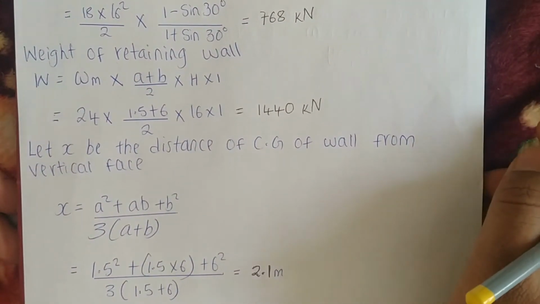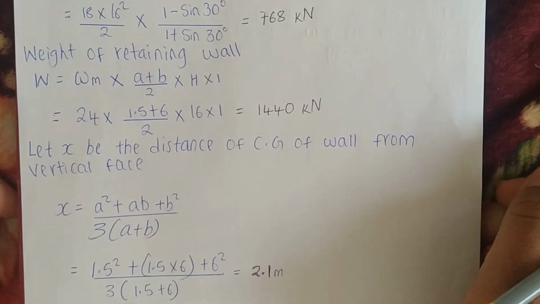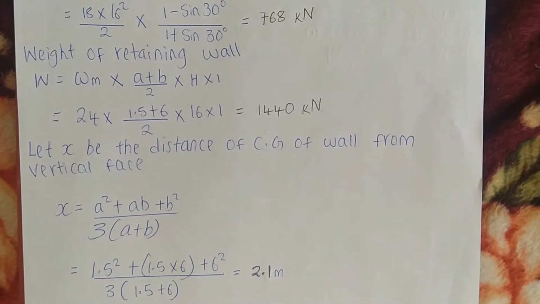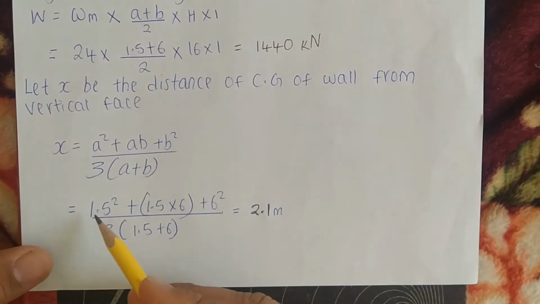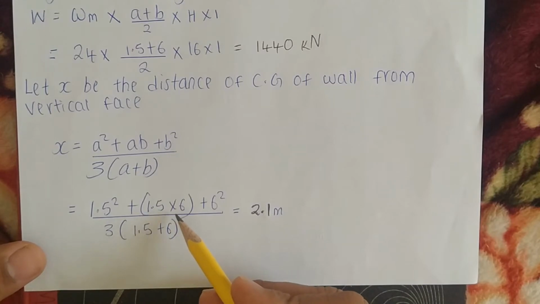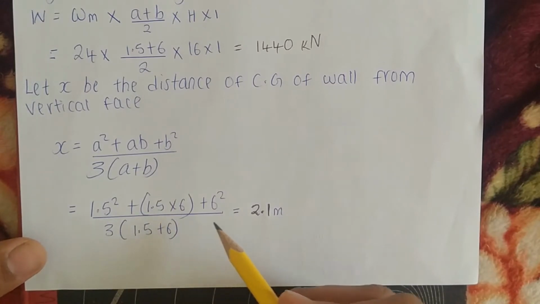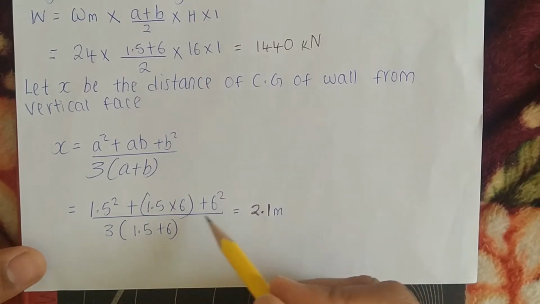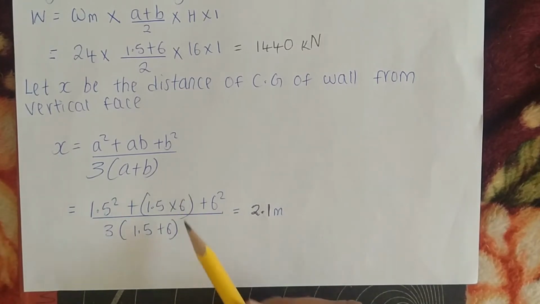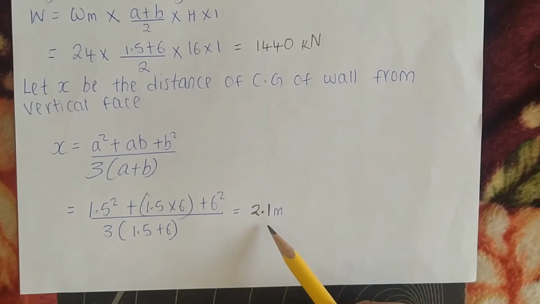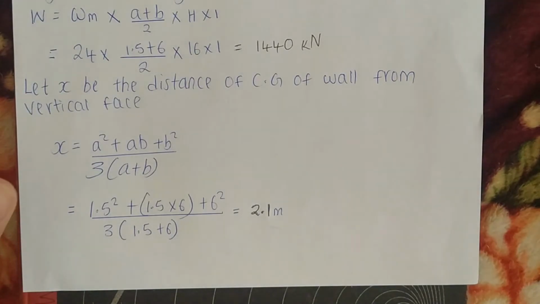So our x will be equal to a squared plus ab plus b squared all over 3 into a plus b. So replacing the values of a and b, that is 1.5 squared plus 1.5 multiplied by 6 plus 6 squared all over 3 into 1.5 plus 6. So when you calculate this, you'll get your answer as 2.1 meters.